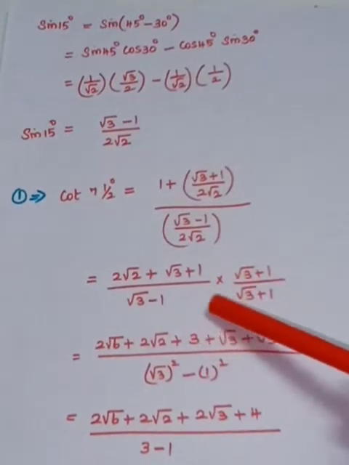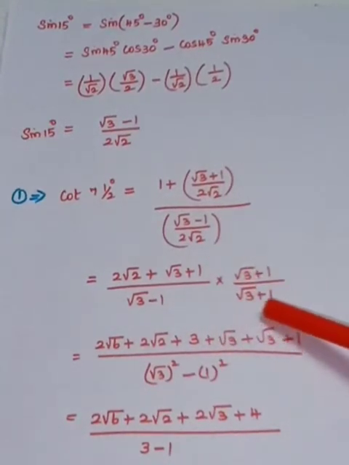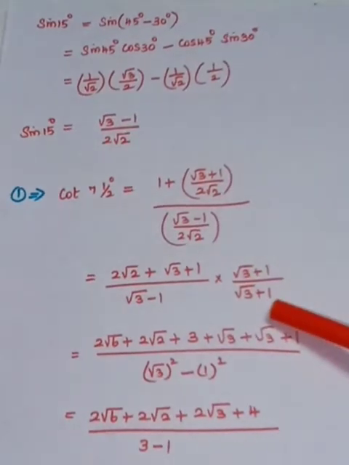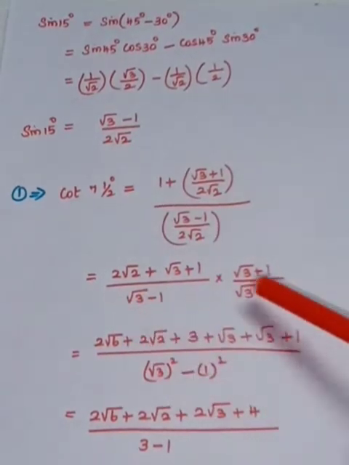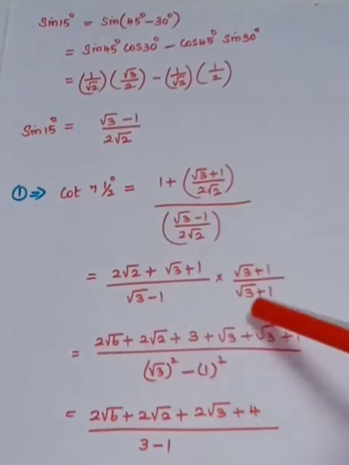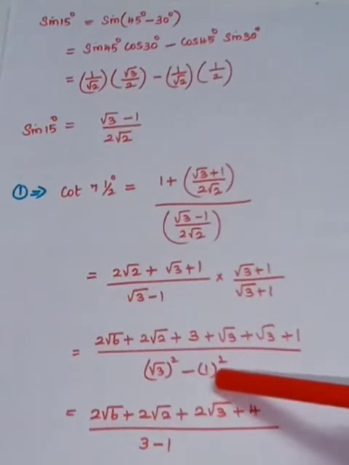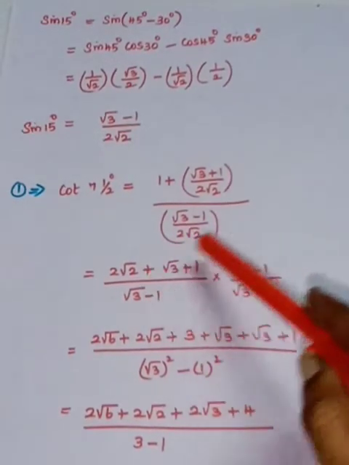So what you have to do? You have to multiply and divide it by their conjugate. So root 3 plus 1 divided by root 3 plus 1. See the denominator, it is in the form of (a minus b) into (a plus b), so that is a squared minus b squared. And you have to multiply the numerator.